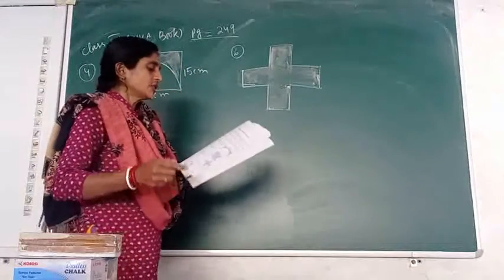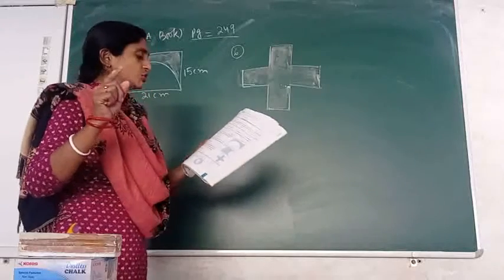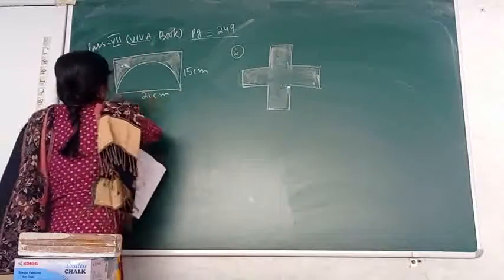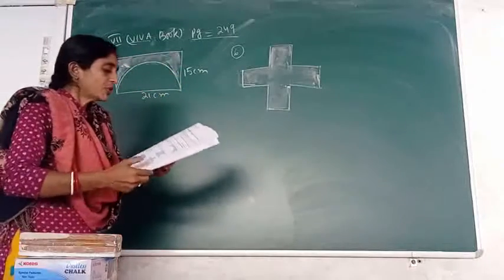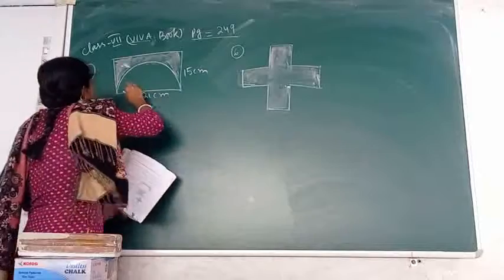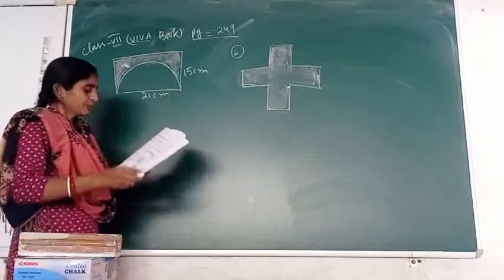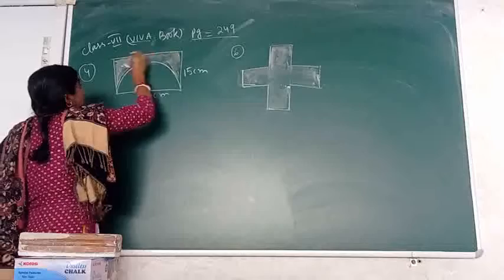Here the question is, a paper is in the form of a rectangle of dimension 21 cm by 15 cm. Yes, 21 cm by 15 cm. It is a rectangular sheet of paper, and a semicircle along its length is cut off. One semicircle has been cut off of that. Now, the area of the remaining part, that means the shaded part, you are asking for.